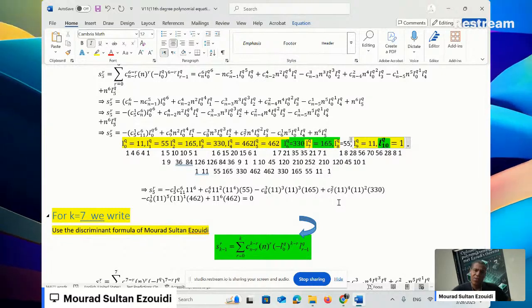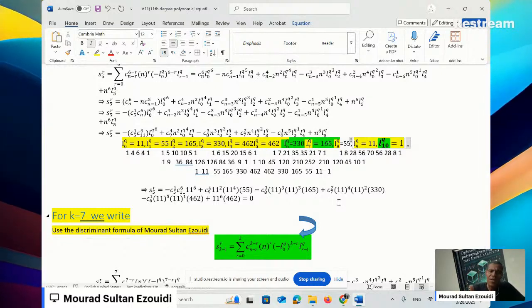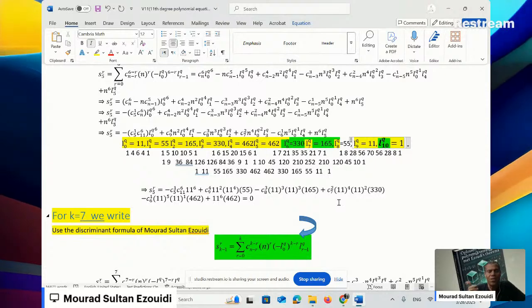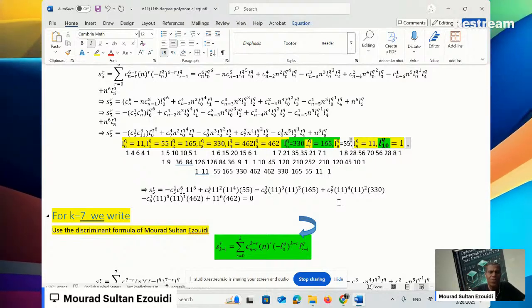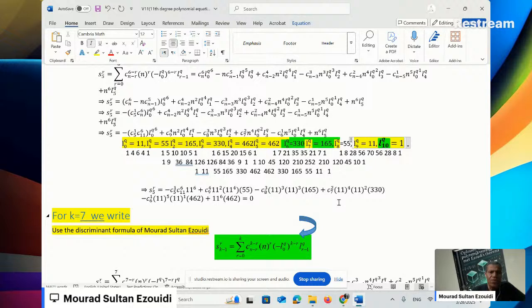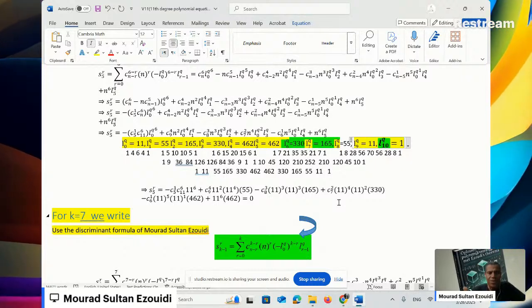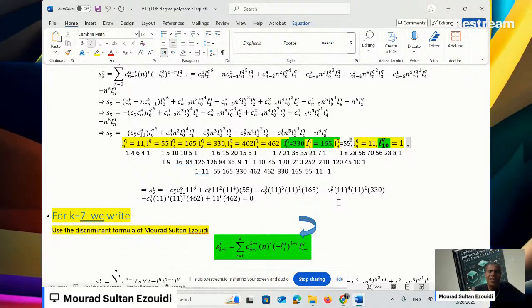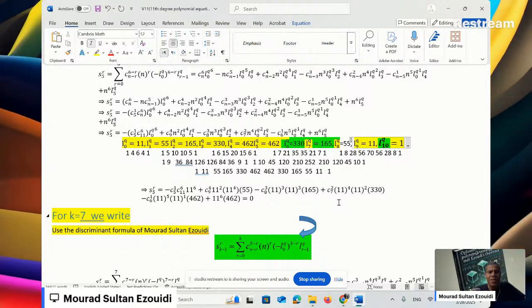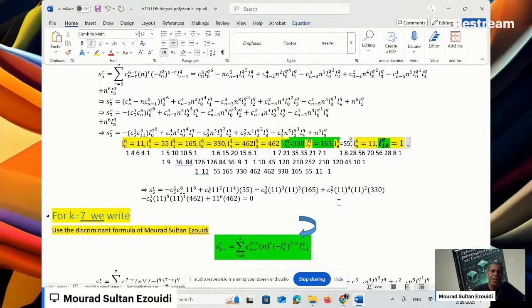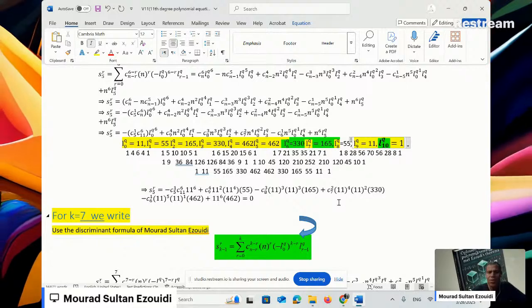Now, my kids, we found that S minus 1 is equal to 1, S0 is equal to 0, S1 equals 0, S2 equals 0, S3 equals 0, S4 equals 0, and S5 equals 0. Okay, so it remains only S6, S7, S8, S9, and S10. Okay, so 5 steps. We are going to go step by step.